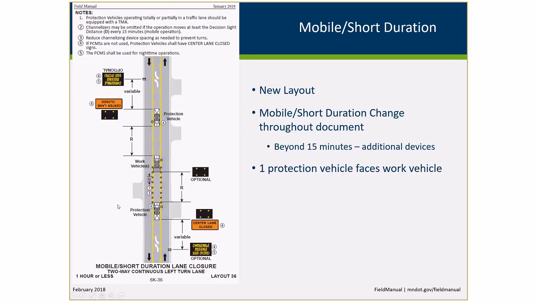For this layout itself, for the mobile short duration lane closure on the continuous left turn lane, note number 2 is the important one to look at. Channelizers may be omitted if the operation moves at least a decision site distance every 15 minutes. So the channelizing devices are between the protection vehicle and the work vehicle, and in all the mobile layouts, if you want to expand them out to short duration, you would at least need to add the channelizing devices.